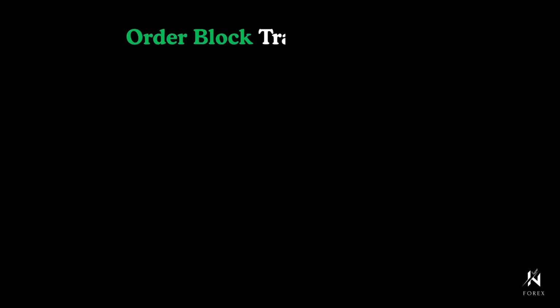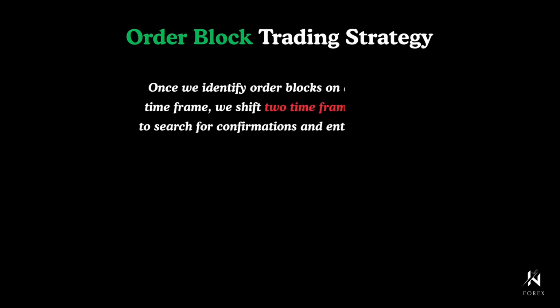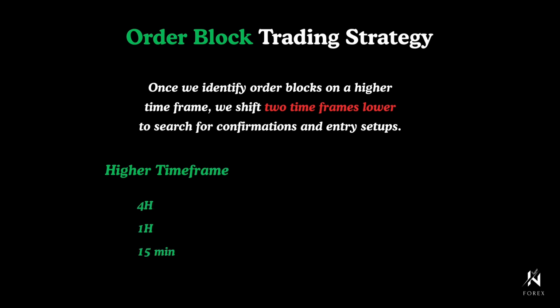The strategy of trading order blocks isn't confined to a specific time frame. However, once we identify order blocks on a higher time frame, we shift 2 time frames lower to search for confirmations and entry setups. For example, when we use the 4H, 1H, and 15-minute charts as our higher time frames, we look for entry signals on the 15-minute, 5-minute, and 1-minute charts accordingly.